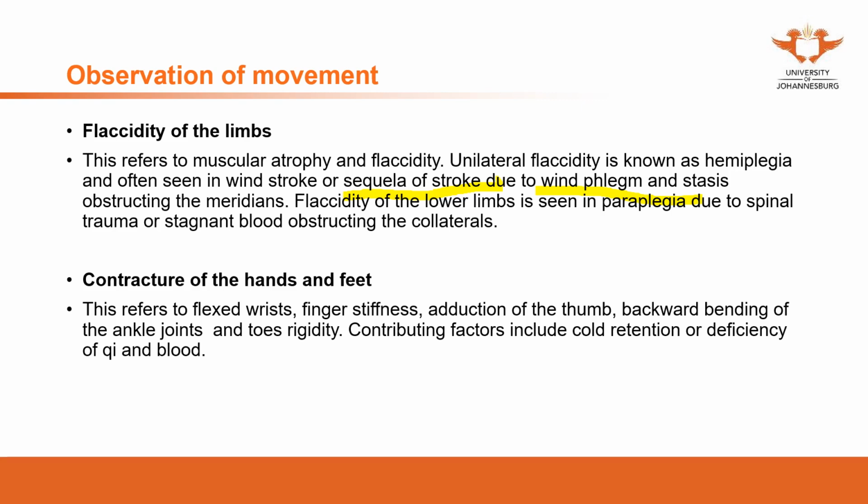You're going to think about the cause behind the impairment. The wind phlegm, you're going to clear the wind phlegm. Stasis, we're going to clear the stasis. Or if due to deficiency, you're going to improve the qi and blood in the body. So that's how we explain and how we treat the cause from here.